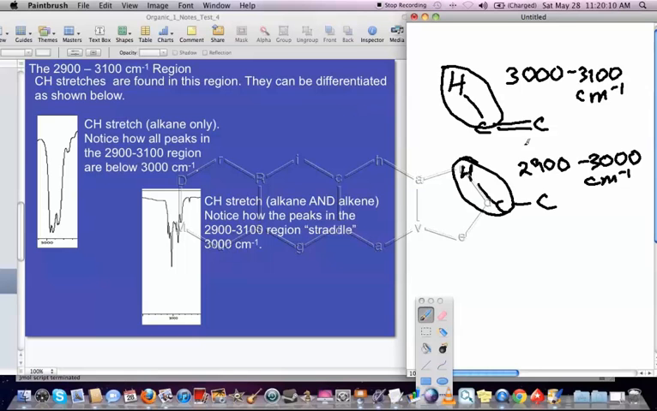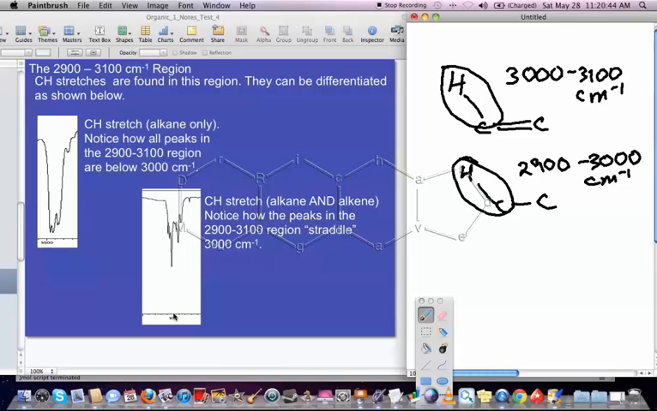The shape of the peaks around the 3000 region will give us clues as to the kinds of CC bonds we have in our compound. If you're looking at a grouping of peaks and everything's below 3000, then you can pretty much bet that the only kinds of CC bonds you have in your compound will be CC single bonds, because all you're seeing are CH stretches connected to CC single bonds. So that really gives you very good information.